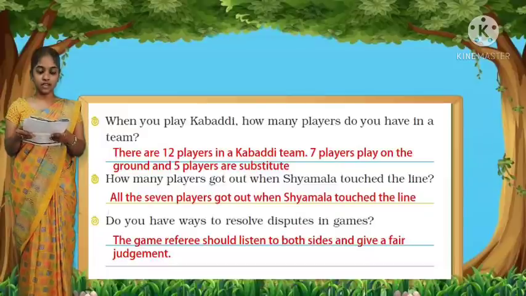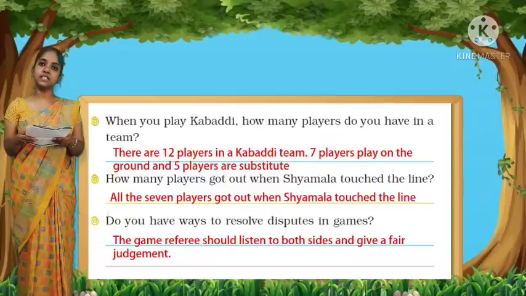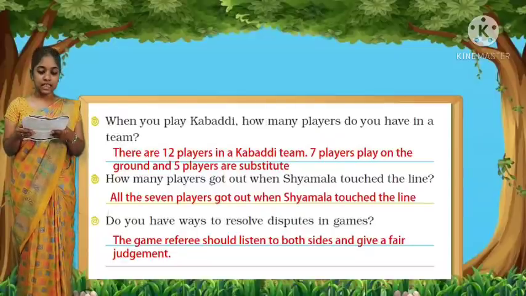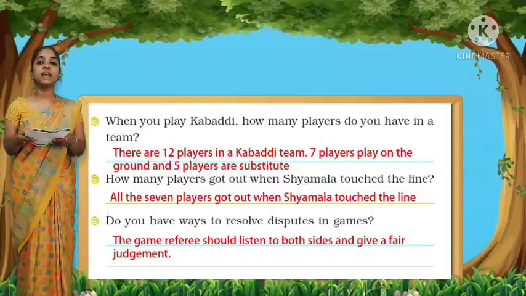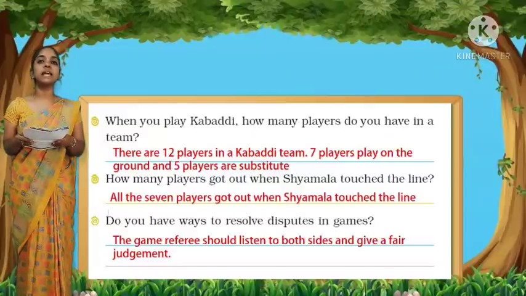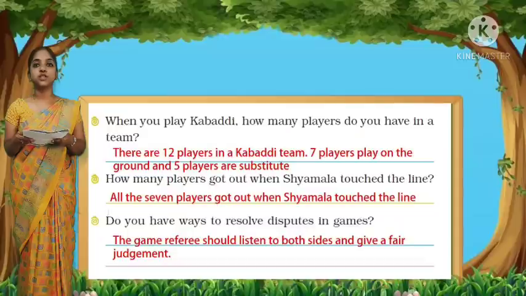The first question, what can you see? When you play Kabaddi, how many players do you have in a team? There are 12 players in a Kabaddi team. Okay, 7 players on the ground and 5 players are substitute. The 7 players will be playing the Kabaddi. Then the other players are substitute.